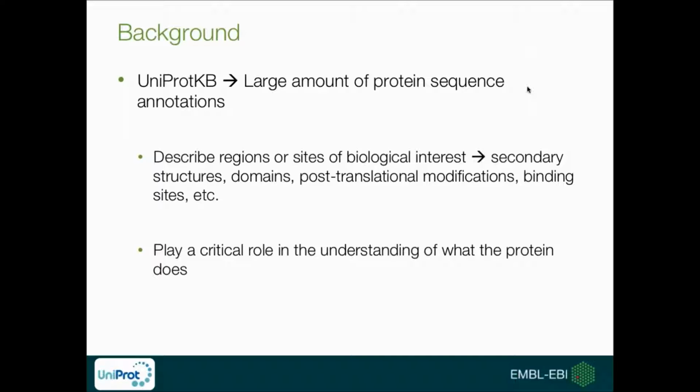Let's start now with what we want to present to you today, which is the feature viewer. As you probably know already, UniProt offers a large amount of protein sequence annotations. These sequence annotations describe regions or sites of biological interest. For instance, we have secondary structures, domains, post-translational modifications, binding sites, active sites, or transmembrane regions, and some others. All of them play a critical role in understanding what the protein does and what the protein function is.